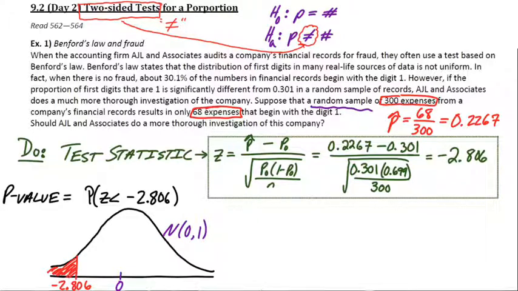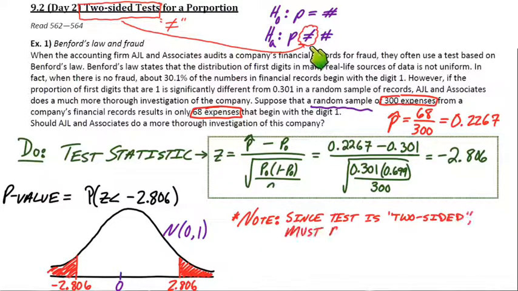So the point being, here's one tail, right? Here's one side. If this is a two-sided test, and we know the normal curve is perfectly symmetric, well, that means we also have to account for 2.806 on the positive side. So we've got to account for both of these tails. That's a really important note I want to make. I see kids forget that all the time. If it's a not equal to, a two-sided test, basically we have to double the p-value.